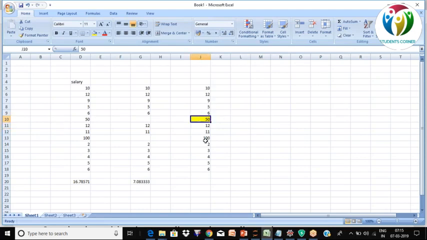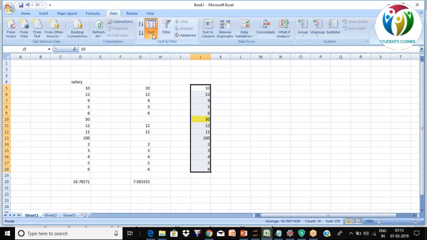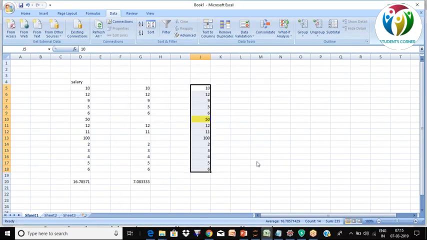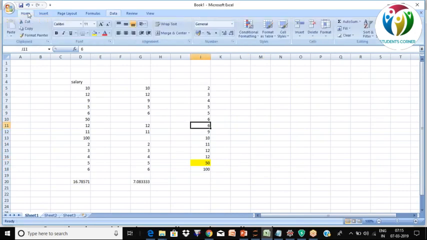Is 50 representing all the data points, all the salaries? No, right? Now, what we have to do is, whenever we are taking the median, we first have to sort it either ascending or descending, smallest to largest or largest to smallest. So when we do that, let's say this is the middle value now. So I can say that the median salary of the employees is 6.